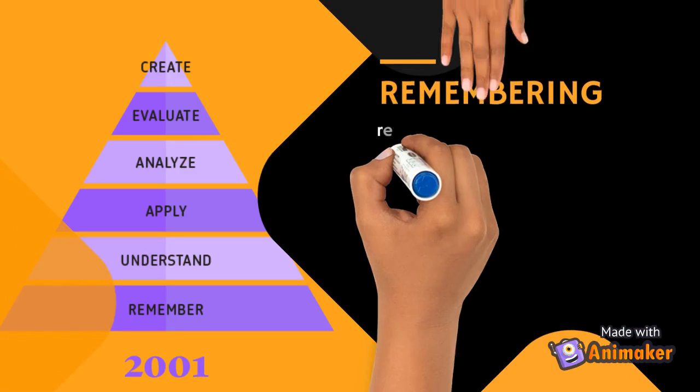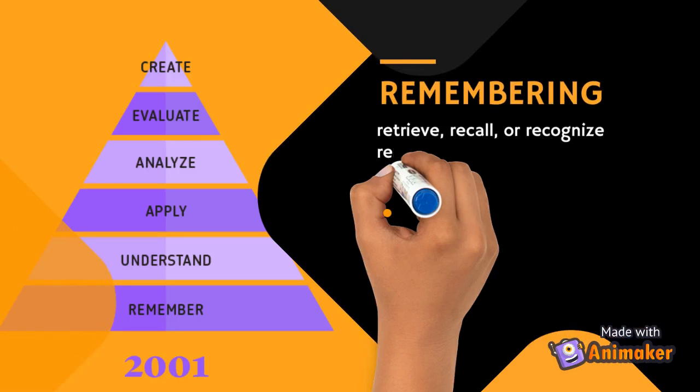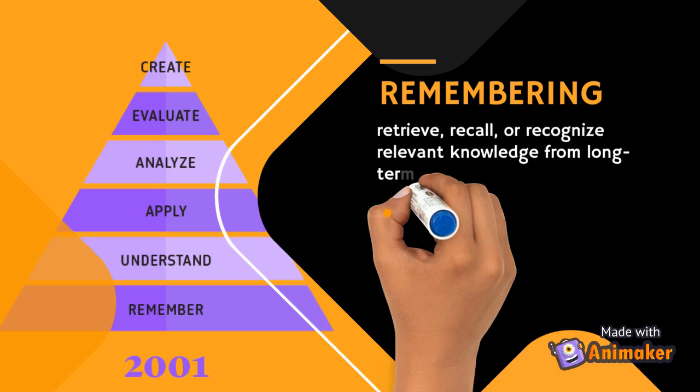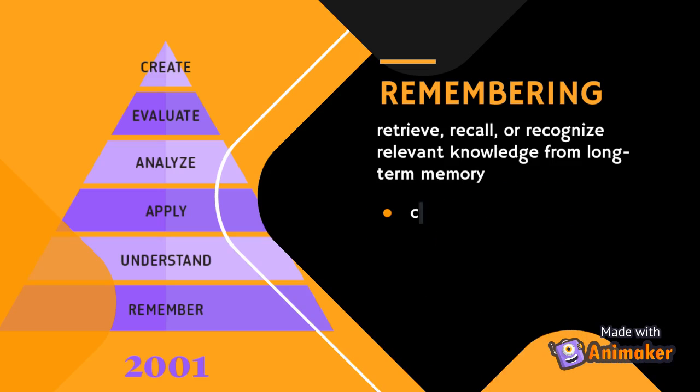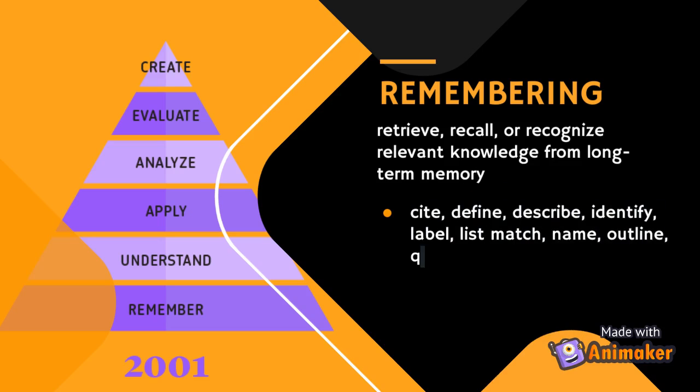Let us talk about the first level in the hierarchy, and that would be remember. It aims to retrieve, recall, or recognize relevant knowledge from the long-term memory. For example, recall the dates of the important events in Philippine history. Some of the appropriate learning outcome verbs for this level would include cite, define, describe, identify, label, list, match, name, outline, quote, recall, report, reproduce, retrieve, show, state, and tell.